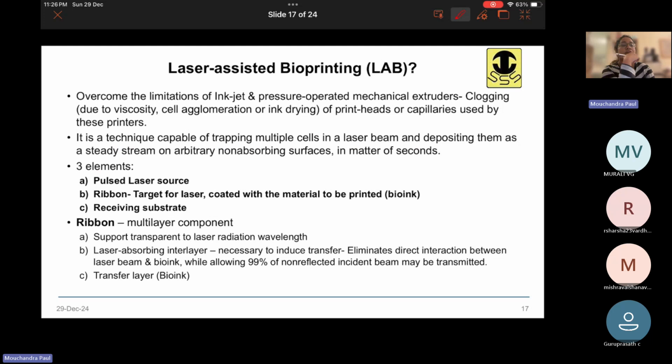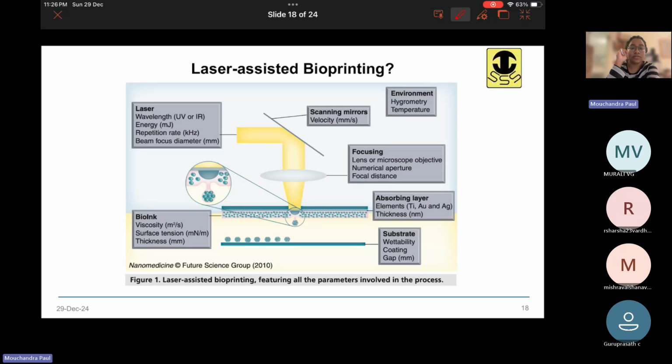Then we looked at another type of bioprinting technique, that is laser assisted bioprinting. Here we realize that we are going to work with drops again, but the way the drops are being made is very, very different from the earlier methods. So here we use laser either in the UV or IR range, and it falls on a structure that is called ribbon.